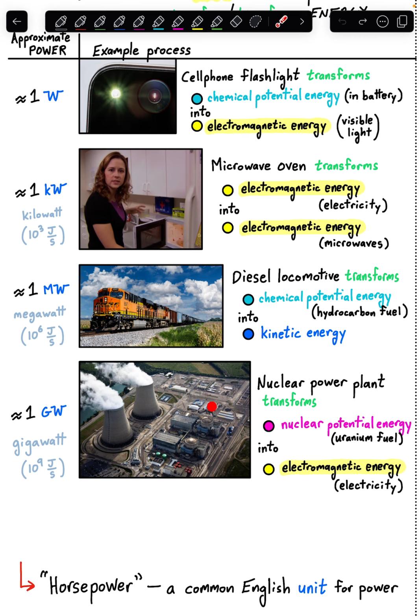At the next highest scale, we have a nuclear power plant, which is going to be transforming nuclear potential energy stored in the uranium fuel into electromagnetic energy, into electricity, as the plant generates that electricity. And every second that the plant operates, it's going to convert about 1 billion joules of nuclear potential energy into electromagnetic energy, into electricity. That's 1 gigawatt. So the power output of a big nuclear power plant is about a gigawatt. That's the kind of power that can power a small city.